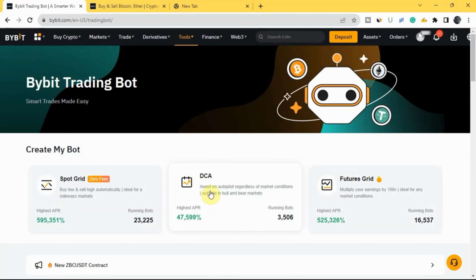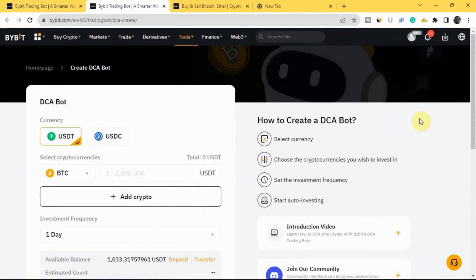So if you want to do the DCA, you click on it right here. As you can see on the screen, this is the DCA trading bot page on ByBit. For DCA, like I said, DCA means dollar cost average. For this, you can set your trading bot to help you invest in a particular cryptocurrency periodically using the dollar cost averaging method. And for me, this is the best way if you want to invest in any cryptocurrency.